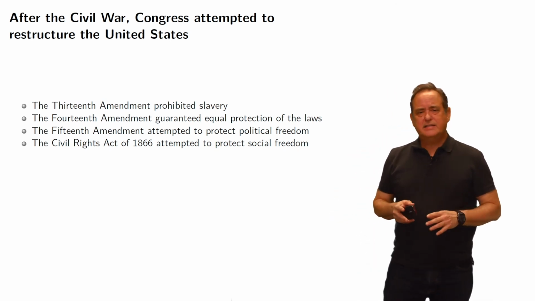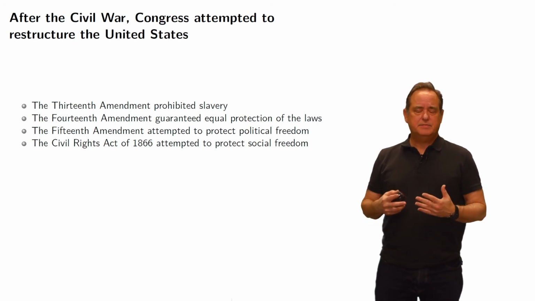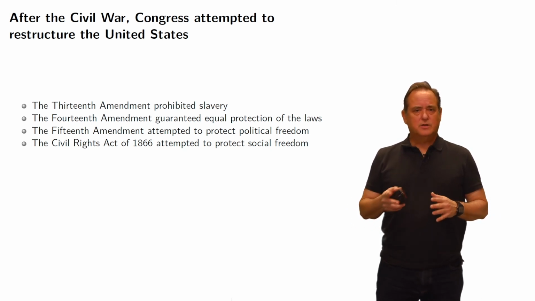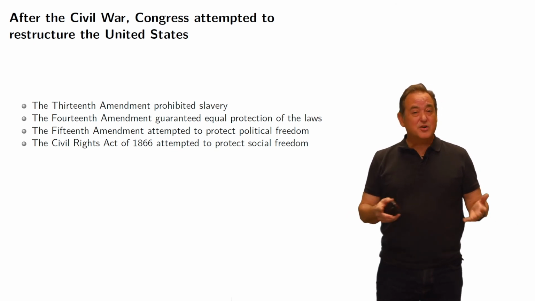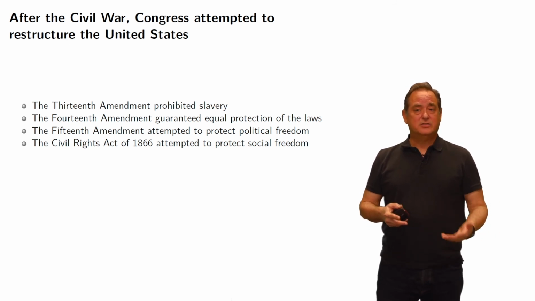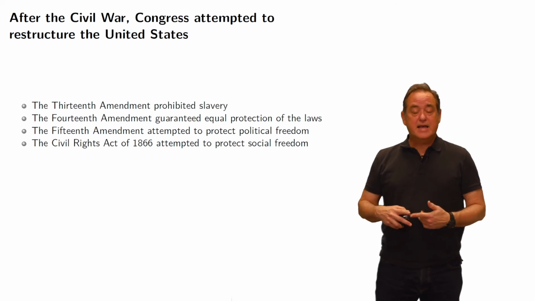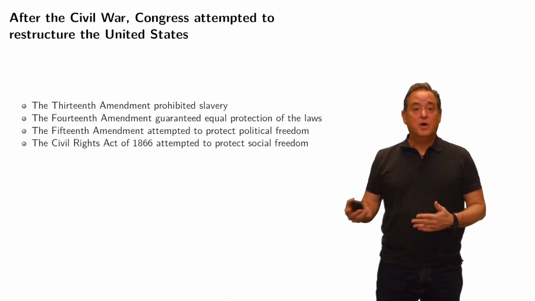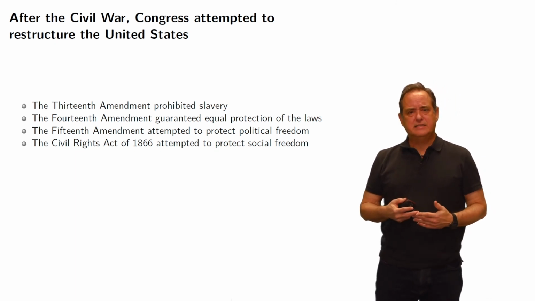And what the Civil Rights Act of 1866 did was attempt to protect social freedom, meaning it attempted to allow for non-discrimination in the making of contracts, with the idea that's going to protect against discrimination in housing, because I cannot discriminate on the basis of race in deciding who I sell my house to or who I rent my house to. It's going to protect restaurants, so the ability to go to whatever restaurant you want, because they can't stop you from coming in based on race. So the Civil Rights Act of 1866 was an attempt to protect social freedom.